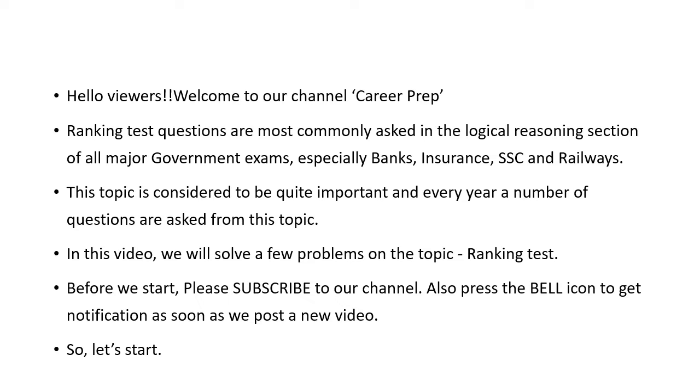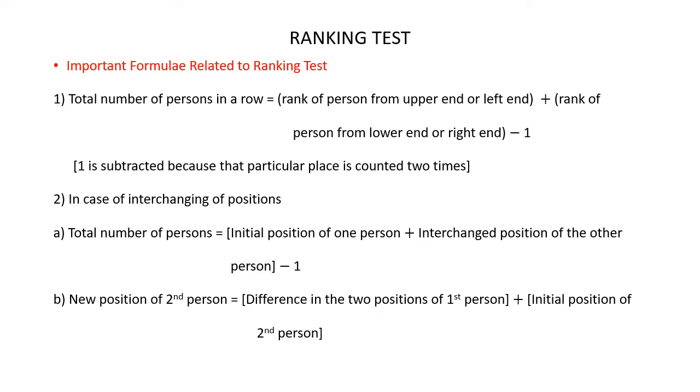So let's start. Here are a few important formulae related to ranking test. Now, if you are asked to find the total number of persons in a row in a ranking test question, then use this formula. Total number of persons in a row is equal to rank of person from upper end or left end plus rank of person from lower end or right end minus 1. 1 is subtracted because that particular place is counted 2 times.